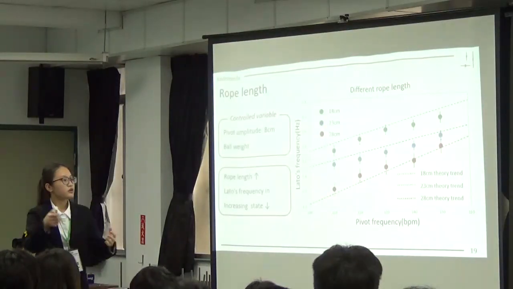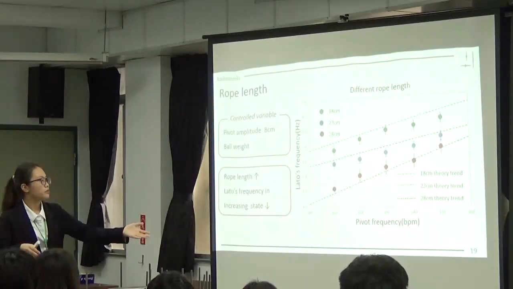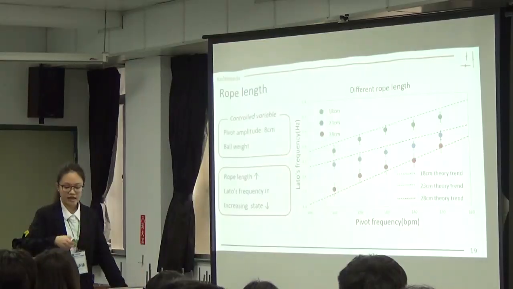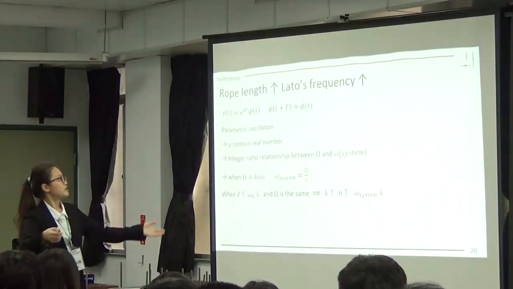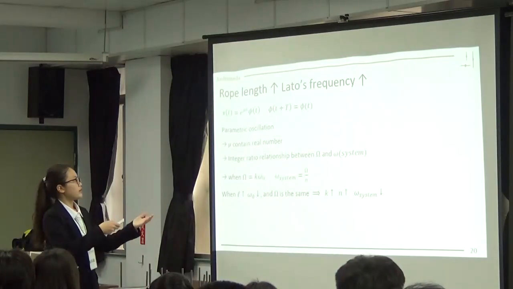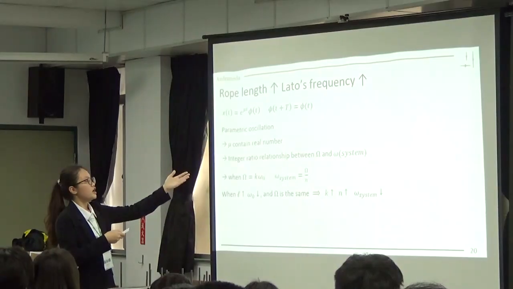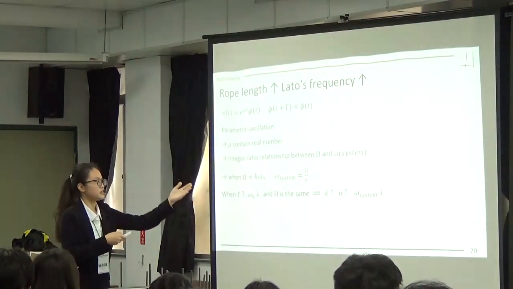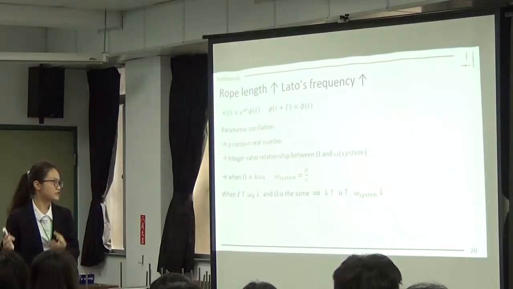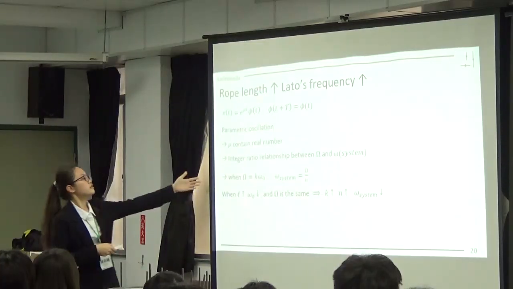Next, we're going to talk about the rope length. As you can see from the graph, the dipole frequency will decrease. The reason is, as I just said about the Floquet theory, there are parametric oscillations, so mu contains a real number, so there's an integer relationship between the frequency of the pivot and the frequency of the system. So we can get this formula here.